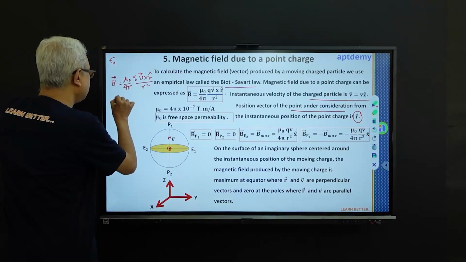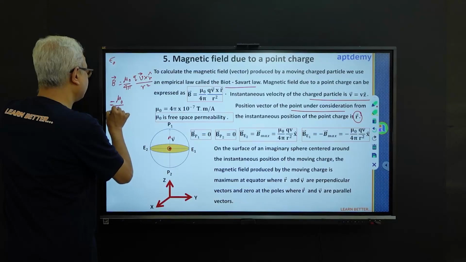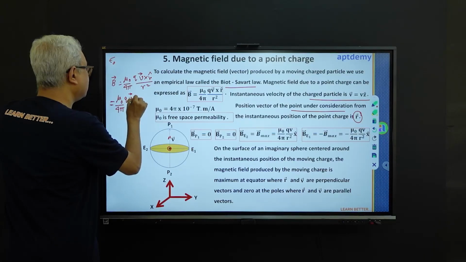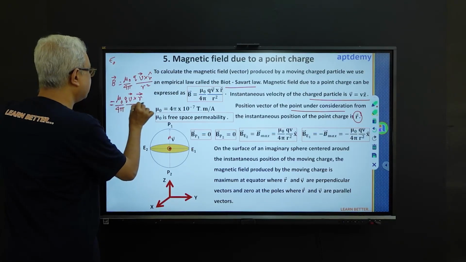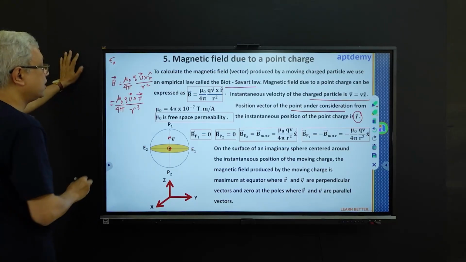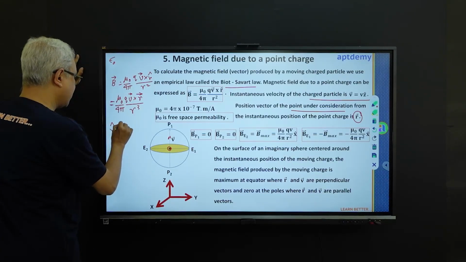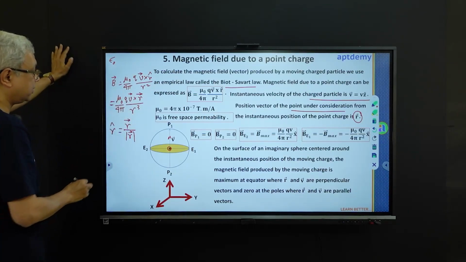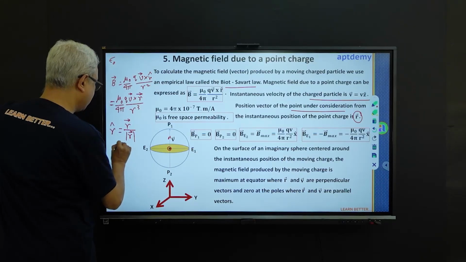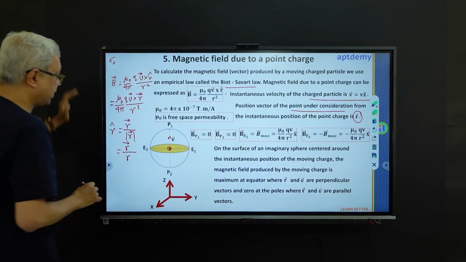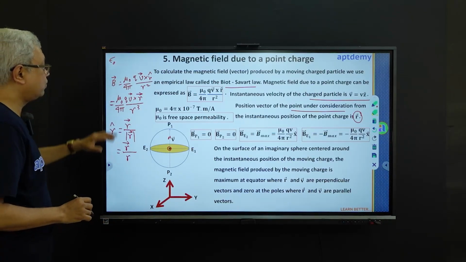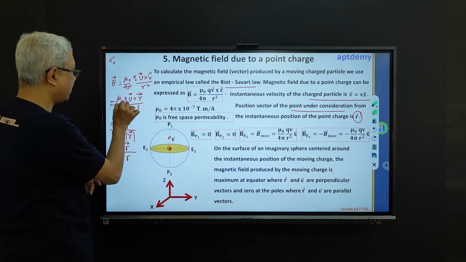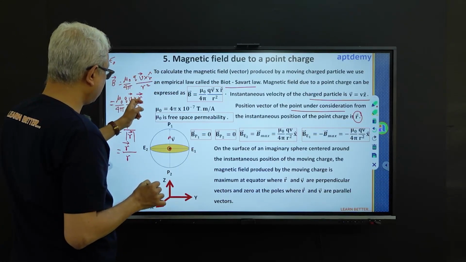Sometimes you can write this like this: Q V cross, instead of the unit vector, R vector, then in the denominator it becomes R cube. Because R cap we can write as vector R by mod of R, the unit vector along the radius vector. So both notations are used. Here it is R square, here it is R cube. If it is R cube, instead of the unit vector you have to write R vector.